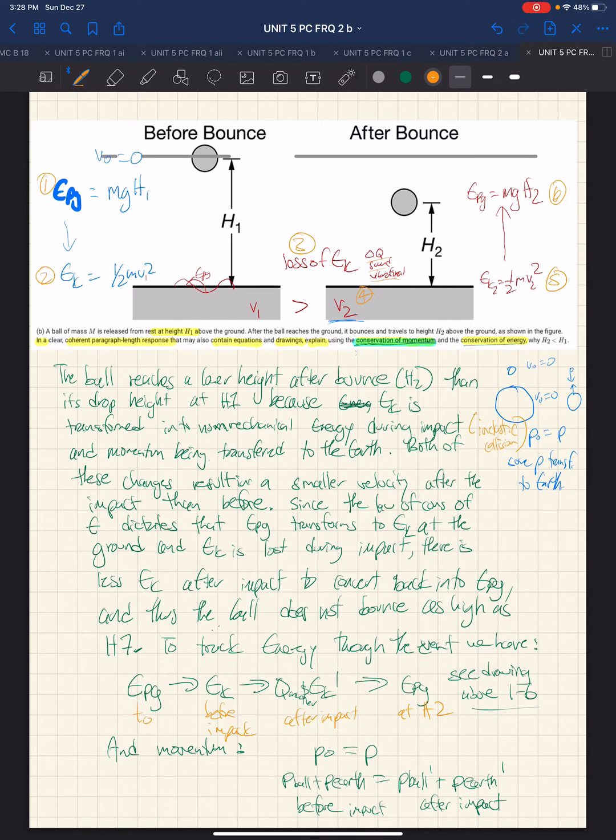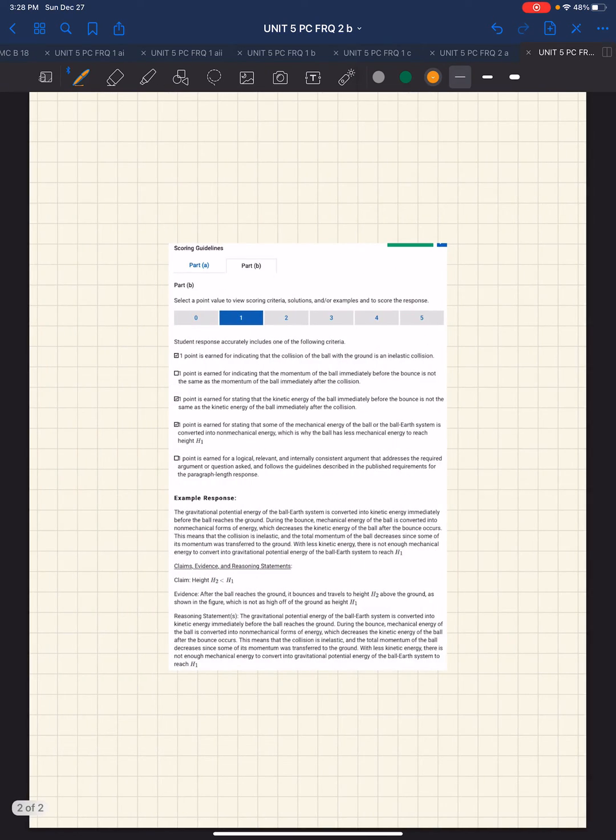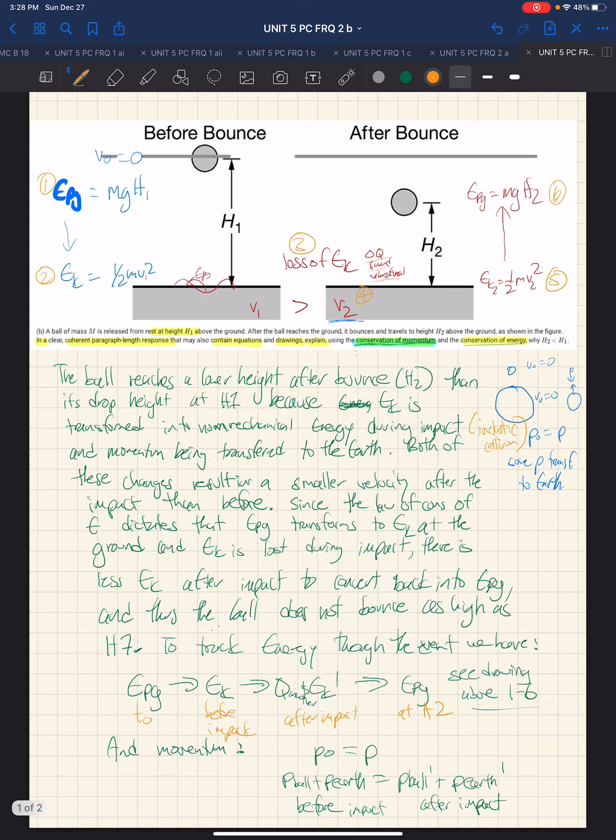So we've described it being inelastic. We didn't use the word inelastic. Point is earned for indicating the momentum of the ball immediately before the bounce is not the same as after, which we did. Now, of course, we've added the first one now. We did mention that the momentum and the energy is not the same before. Both of these changes result in a smaller velocity after the impact, because kinetic energy is transformed during the impact and momentum being transferred to the earth, result in smaller velocity of the impact than before.